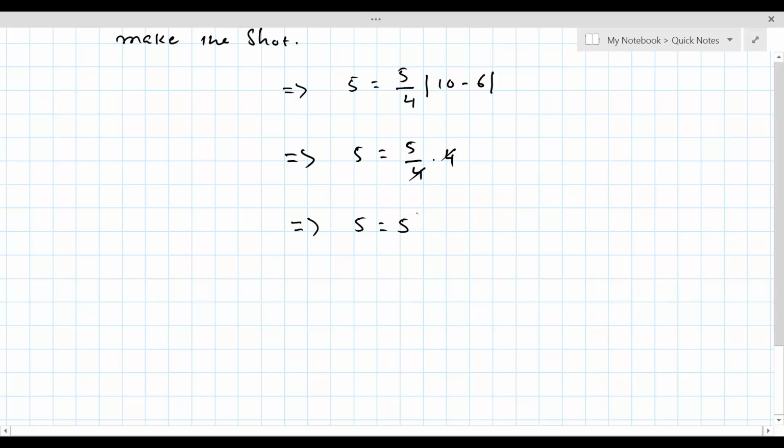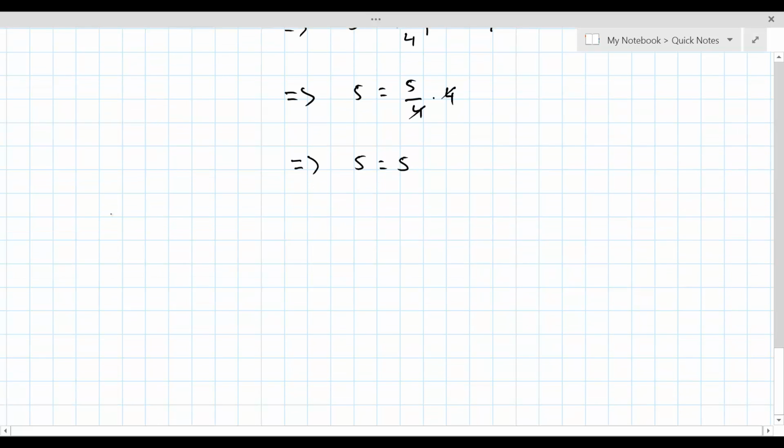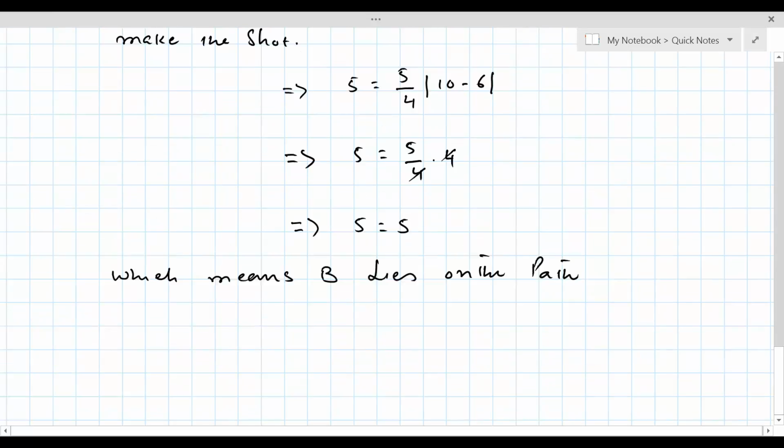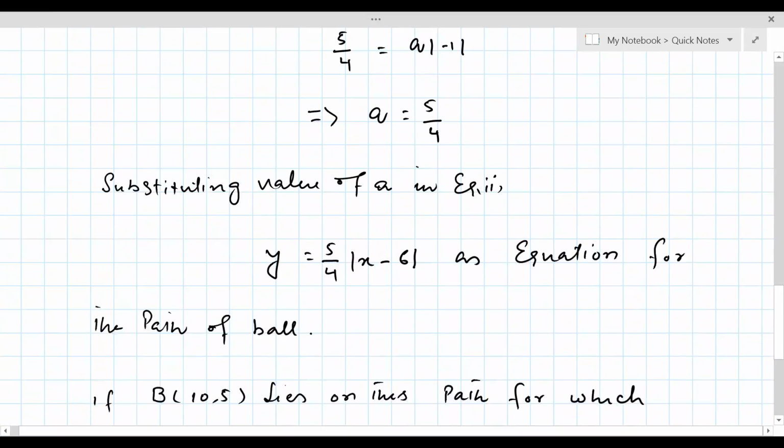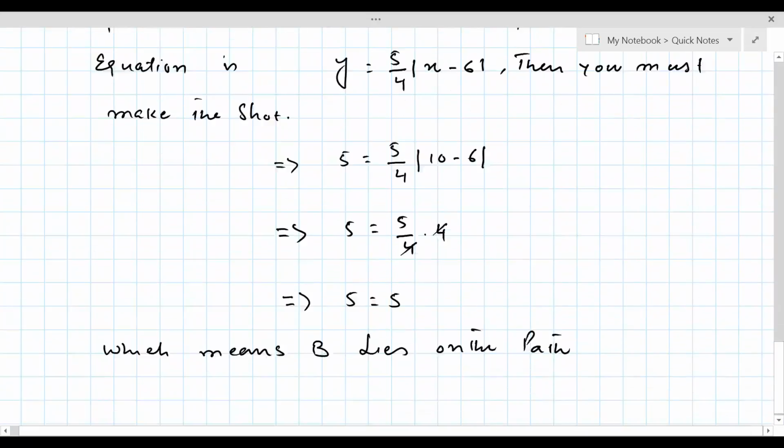It means that point B lies on the path, and for sure you can make the shot. But there are other elements of this graph which we will need to discuss.